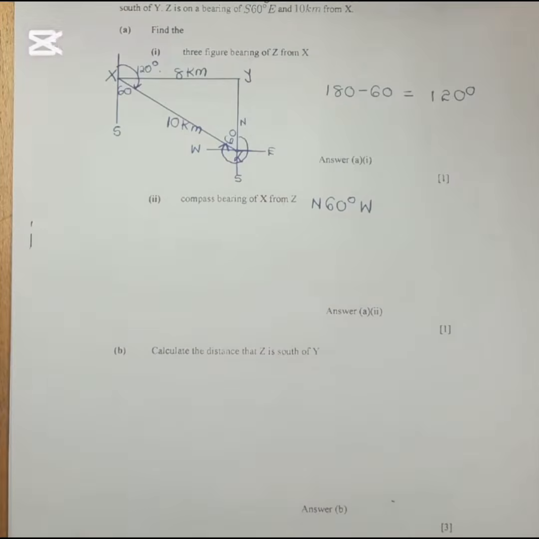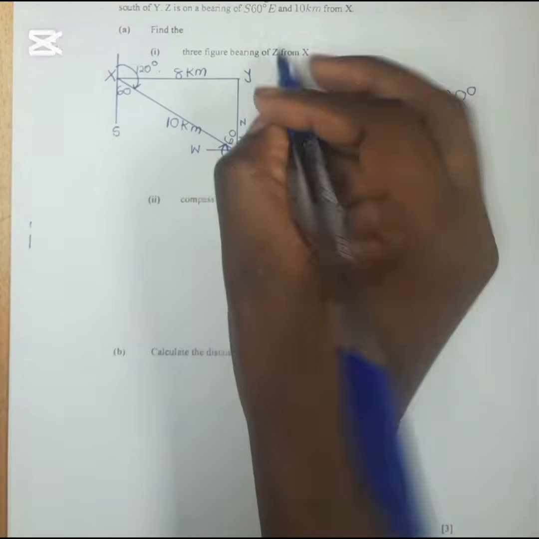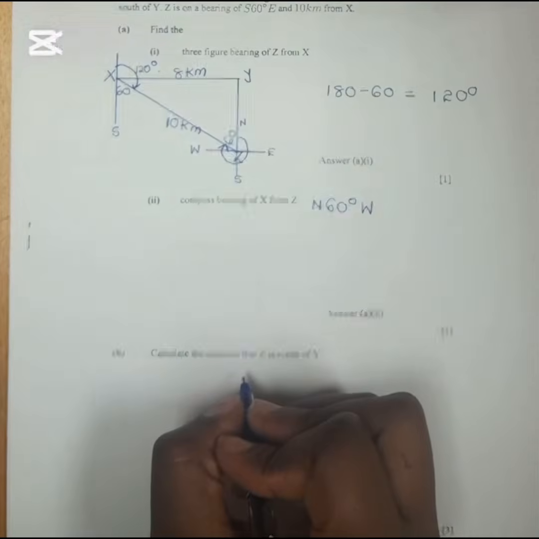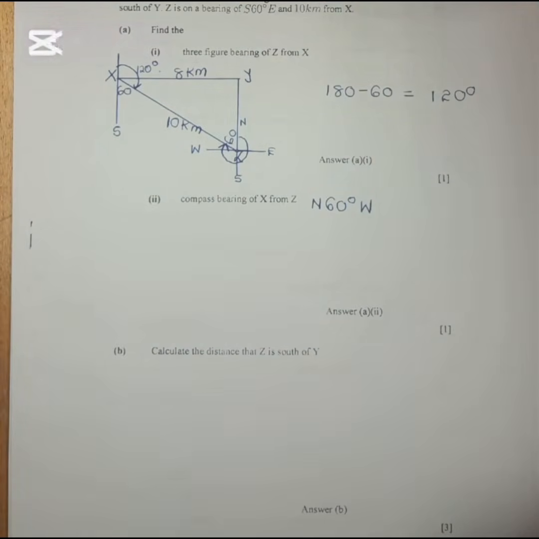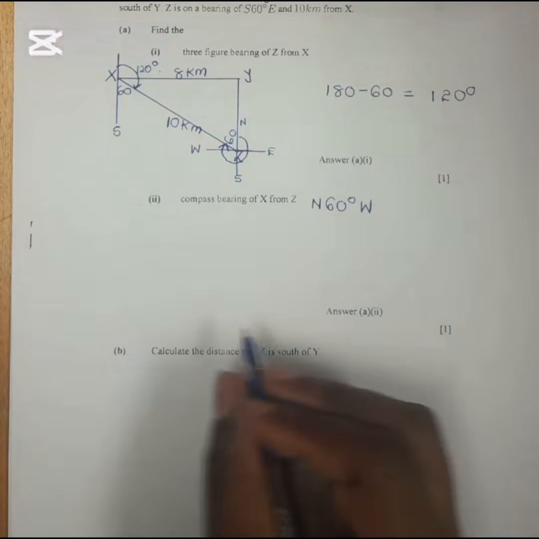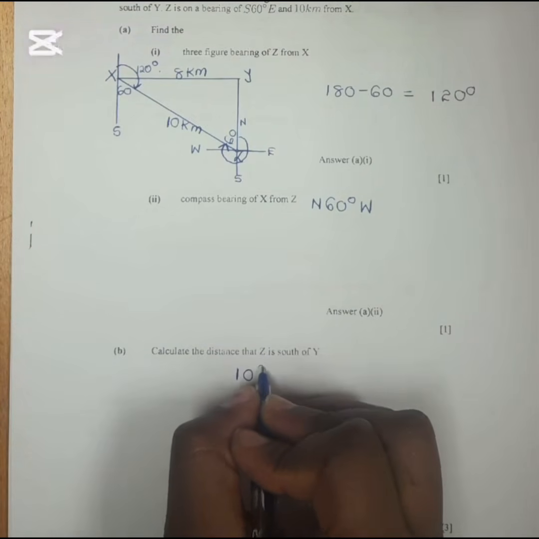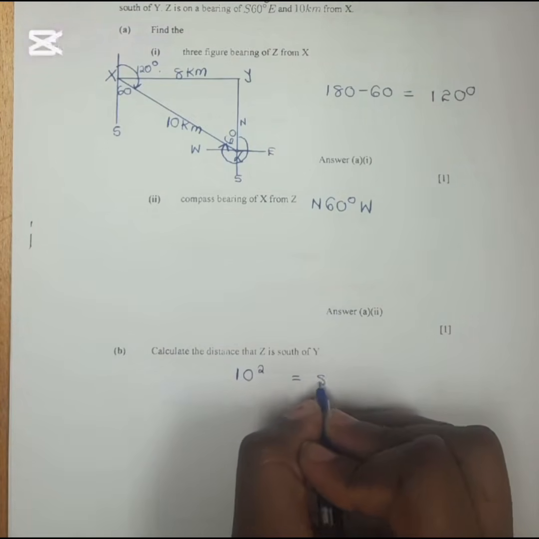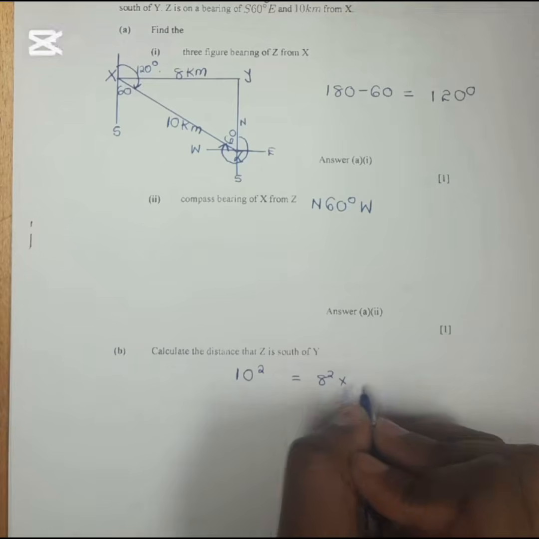And then part B, calculate the distance that Z is south of Y. We want to find this distance, YZ. So we are going to apply the Pythagoras theorem. We say 10 squared is equal to 8 squared plus YZ squared.